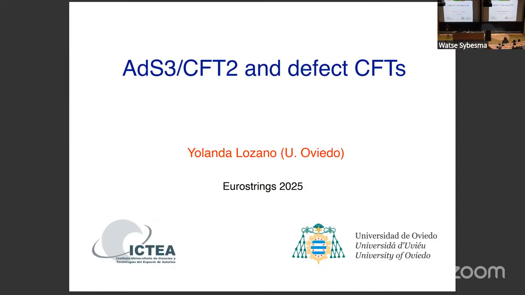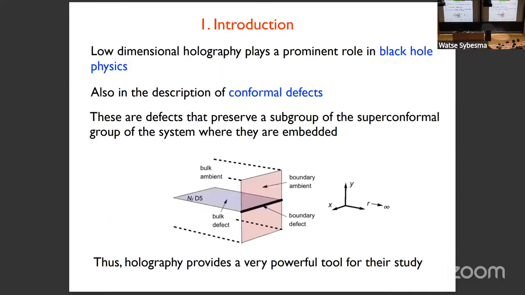Thank you very much for putting together this fantastic conference and for giving me the opportunity to present my results here. I'm going to discuss some aspects of AdS3 CFT2 holography in connection with the description of defect conformal field theories. You know very well that low-dimensional holography has always played a very important role in the description of black holes. More recently, it has also been used to describe conformal defects.